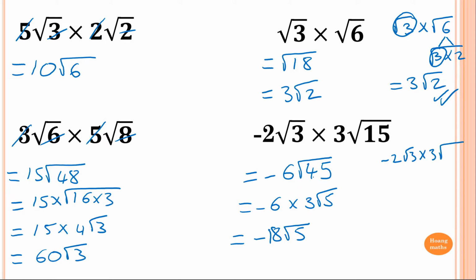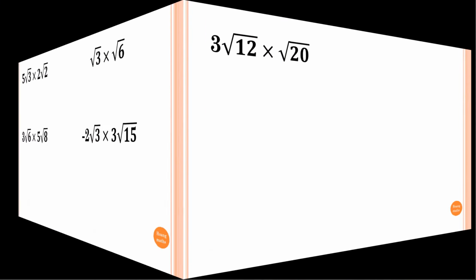Square root of 15 is 3 times 5. Then that gives me a 3. See? And 3 times 3 is 9. 9 times 2 is 18. Minus 18 square root of 5. Either way. Alright? So no drama for either technique.